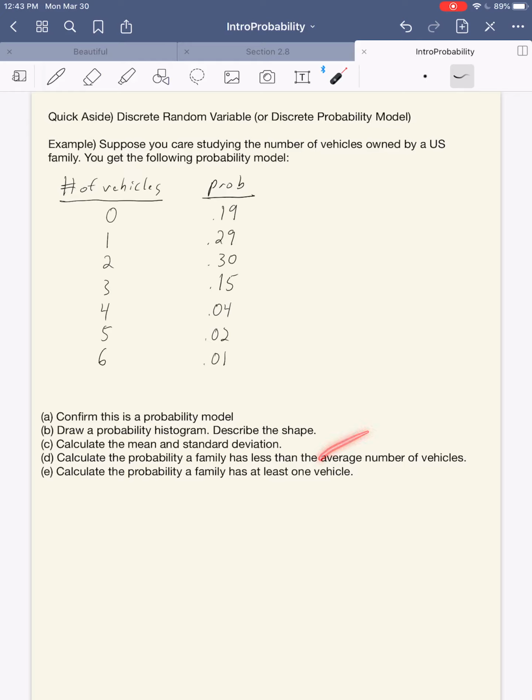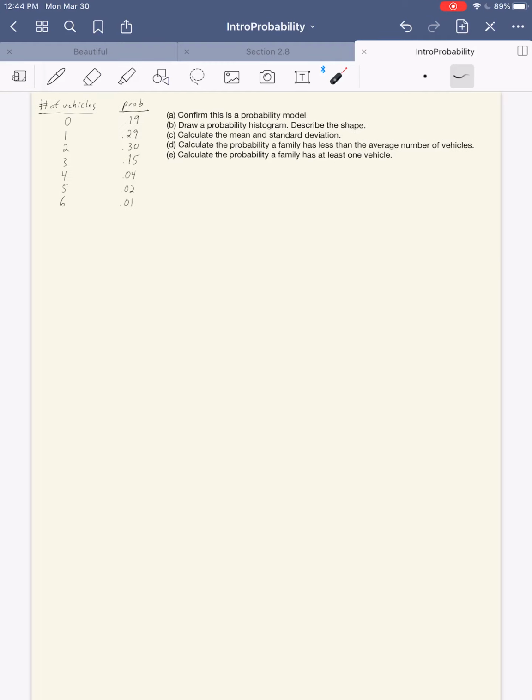And then we're going to calculate some probabilities here, right? So we'll do all this on the next page so we have a bit more room. So there's our information, right? The first thing we want to do is confirm that this is a probability model. Now, this was just given to us in the problem, so how do we actually check that it is a probability model? There are 2 rules for probability models we discussed in the previous video.